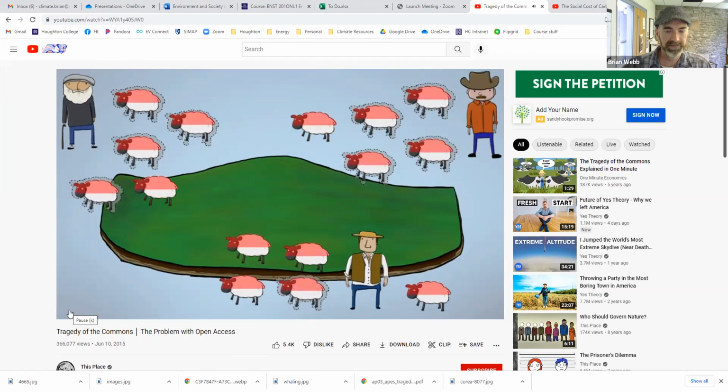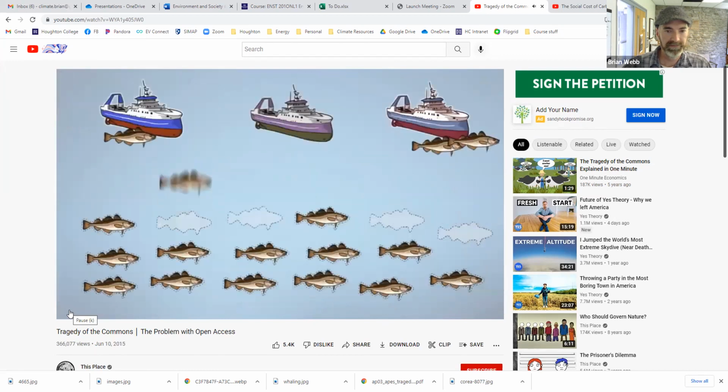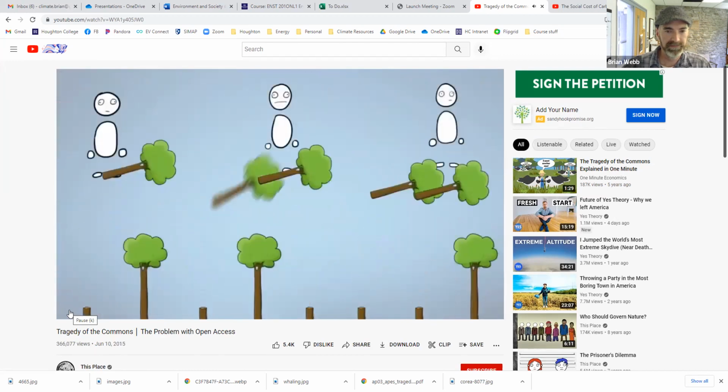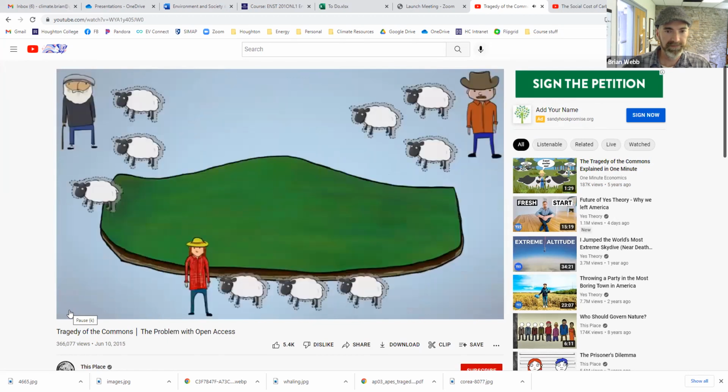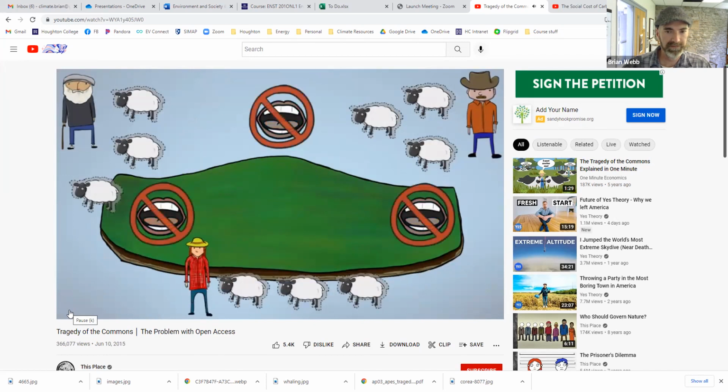Okay, so we can go on to apply this model to unregulated open access fisheries, open access forests, and unregulated college dorm sink. But the problem with applying this model to the real world is that we have to assume, among other things, that people don't communicate or work together, which isn't true.